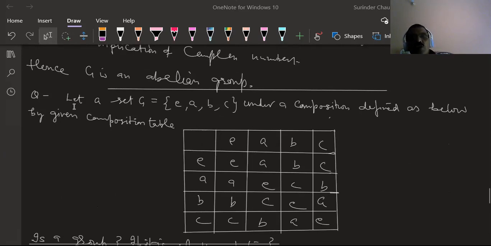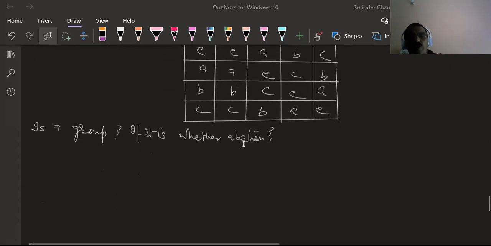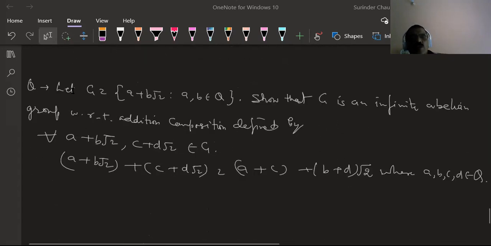In this problem, you are given a set A and some binary composition, and this table has been formed. Now you have to discuss whether it is a group or not. So you have to discuss all the elements. You have to apply the general conclusion in the converse way to discuss whether this set G under the composition by which we got the elements of the square array forms a group or not. Similarly, you can discuss this problem also.